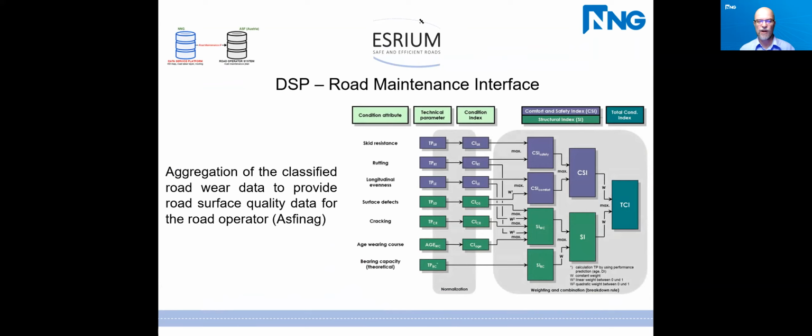It has the purpose to deliver information for the road maintenance database of the road operators, in order to aggregate the classified roadware data and provide the road surface quality data to the road operator. In our case, this is Asfina. So we will need to use the requirements and the specification they are using internally in their database, and we will need to implement, at least support, the classification schemes of the road operators.